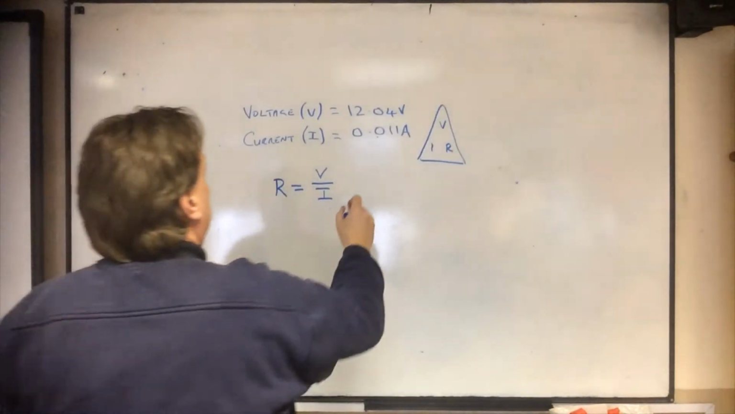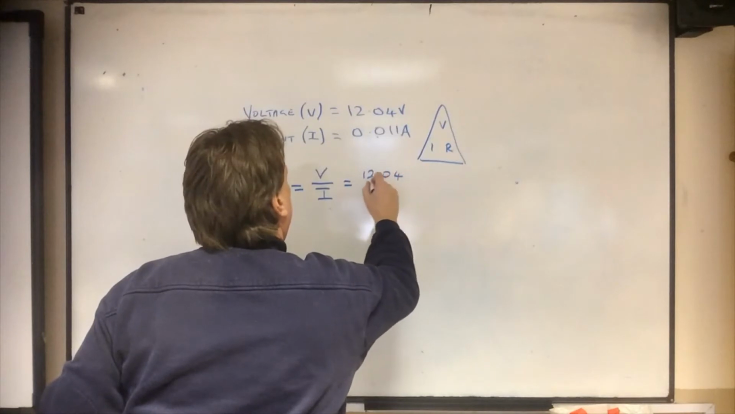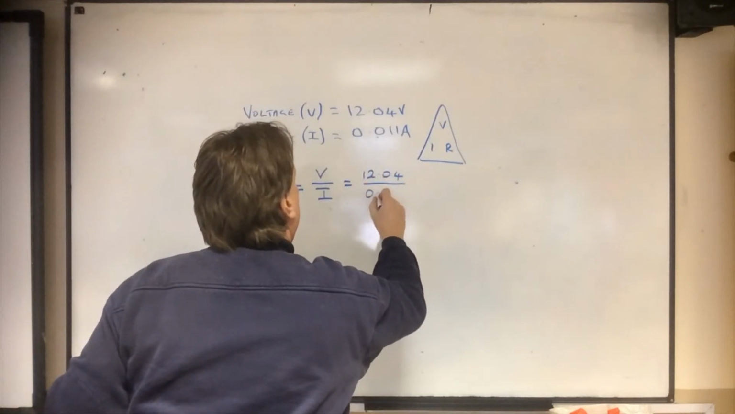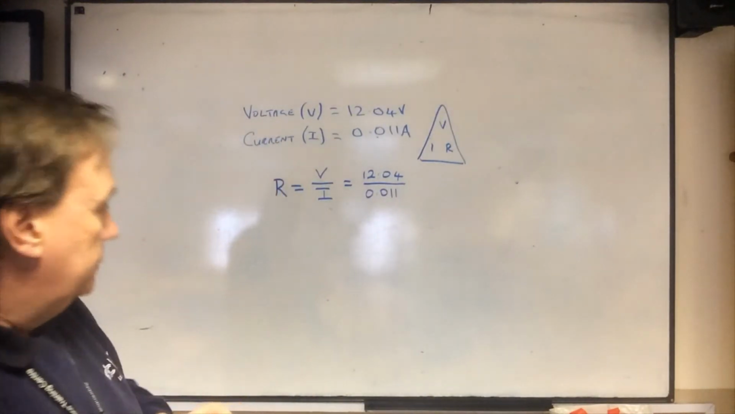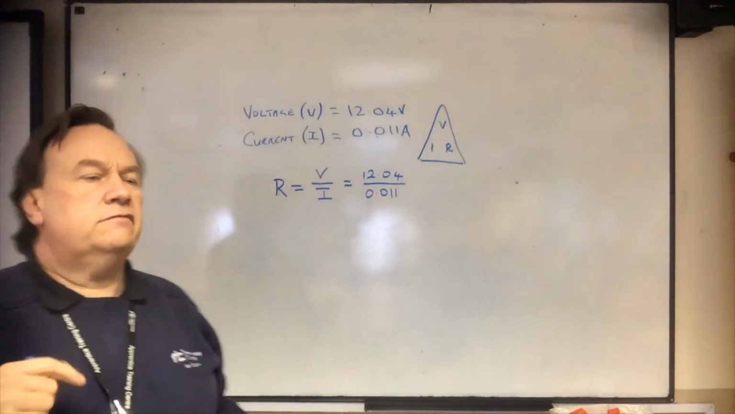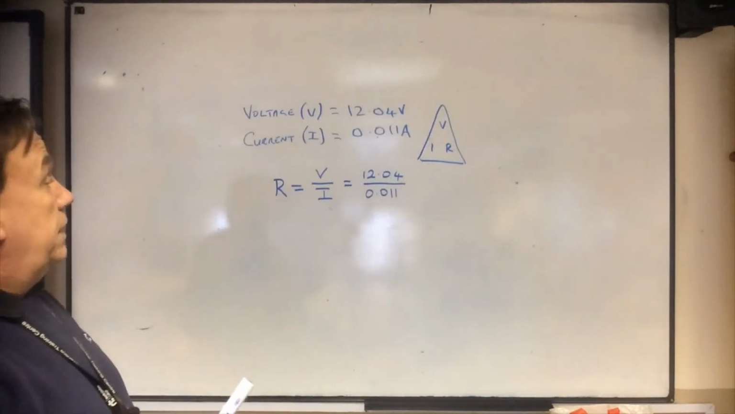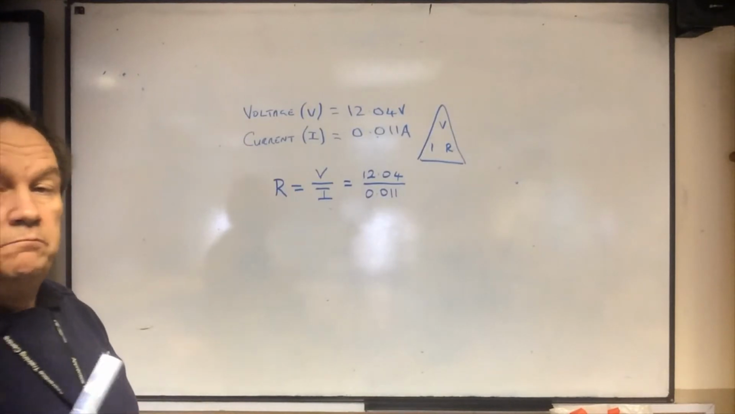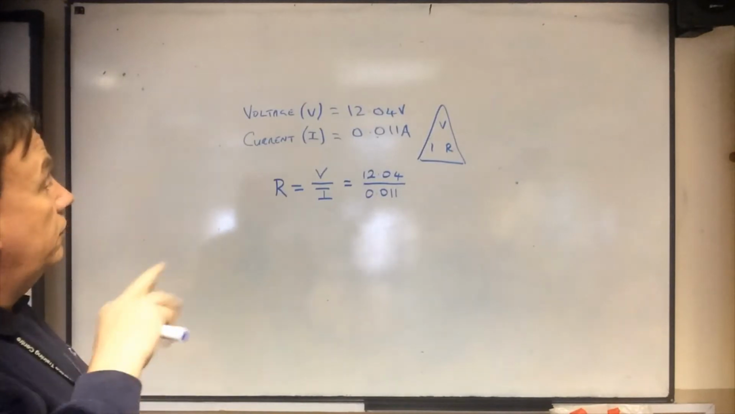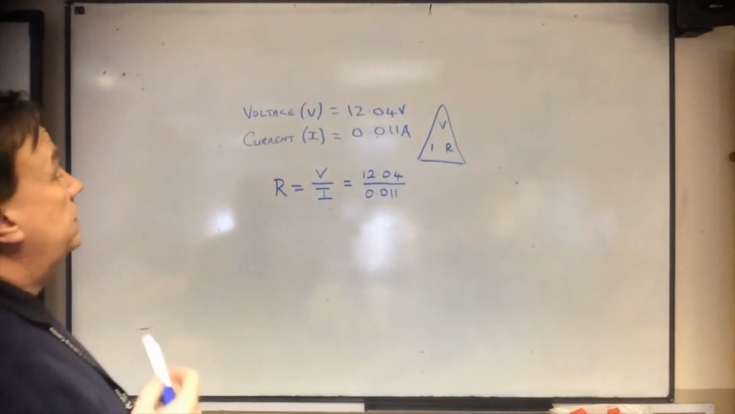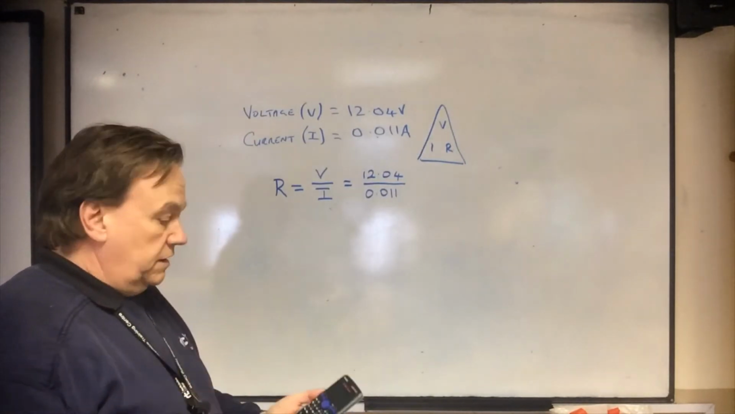So let's put our numbers in there then. We've got 12.04 volts and 0.011 amps. Now it's worth mentioning at this point, we wouldn't normally call that 0.011 amps. What we would call that is 11 milliamps, if you cast your mind back to discussions previously on standard notation. So 11 milliamps, but for the purpose of this calculation, 0.011 is acceptable.